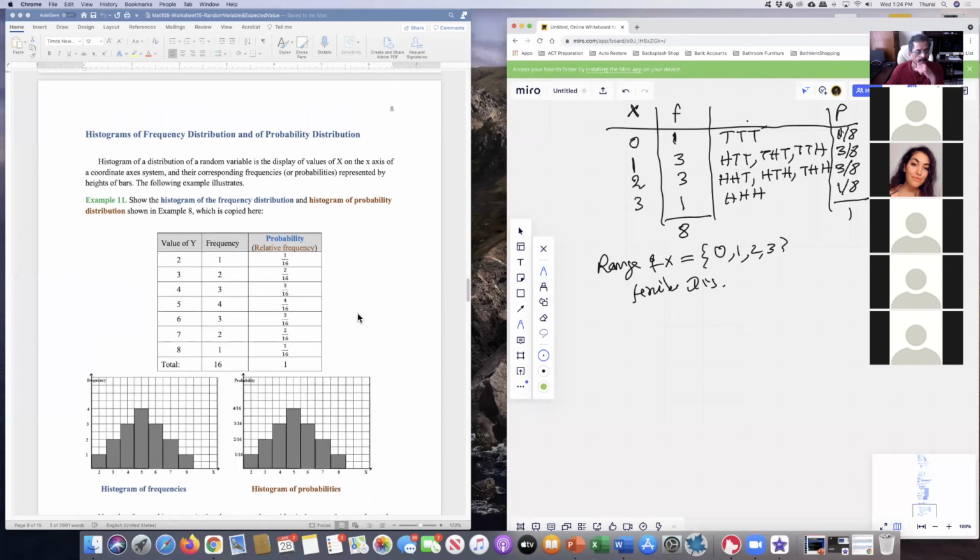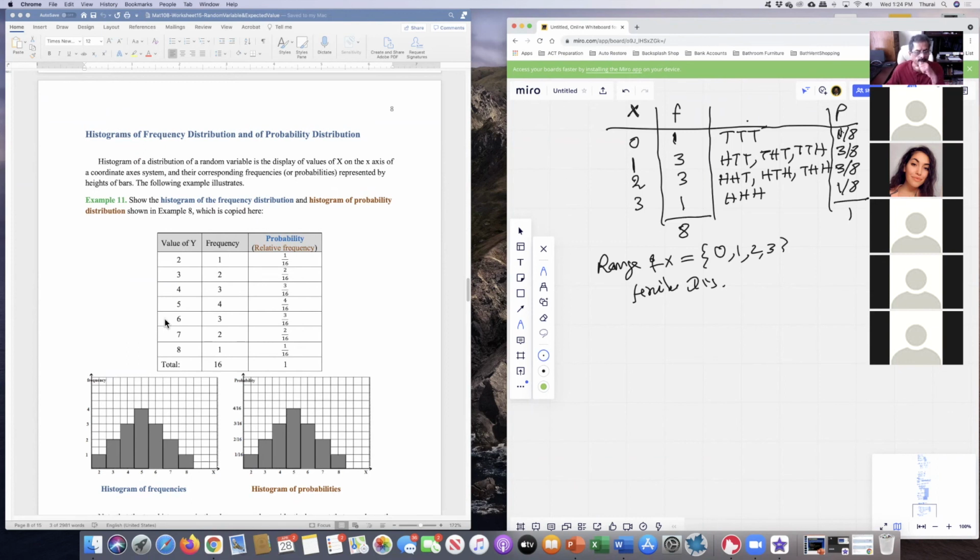So you need to learn how to do that. So here are the values. To draw the histogram means you have to have the frequencies. Sometimes they will ask for a histogram of the frequencies. Sometimes they'll ask for a histogram of probability. But for any problem, both the histogram of frequency and the histogram of probability will be identical. They will not be different.